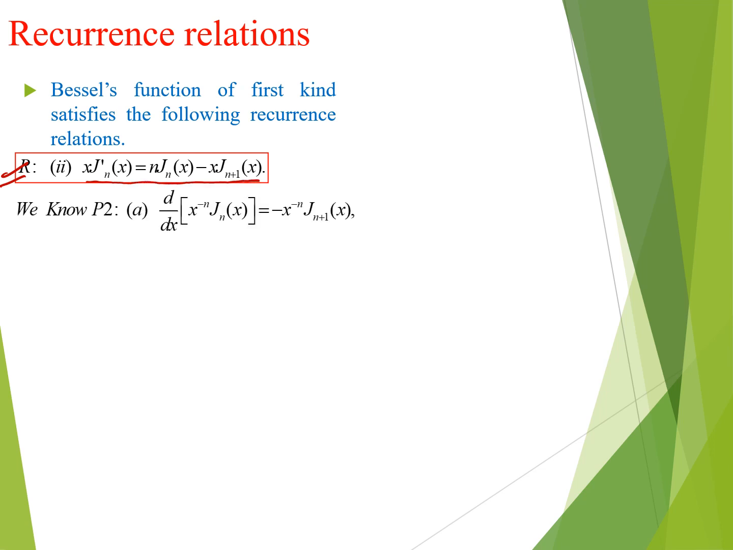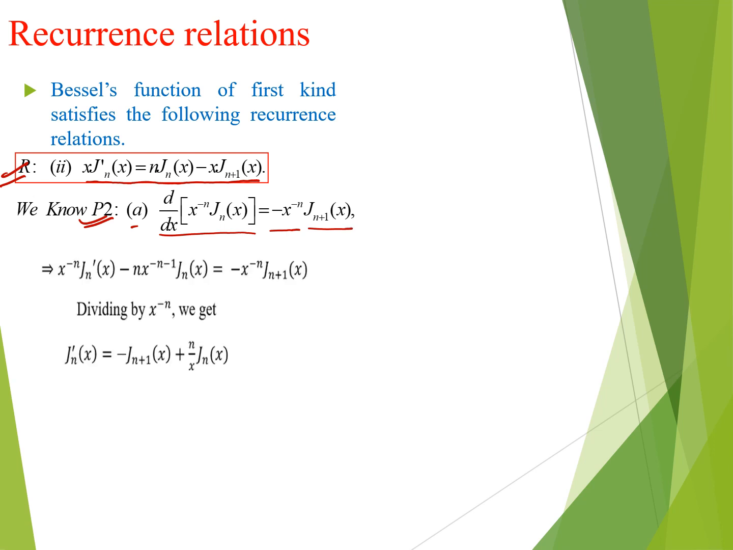Now for the second recurrence formula, that is x Jn dash is equal to n Jn minus x J n plus 1. We know by the previous formula that the derivative of x to the power minus n Jn is equal to minus x to the power minus n J of n plus 1. Now for the left side, when we differentiate it, we get x to the power minus n Jn dash minus n x to the power minus n minus 1 Jn, which is equal to minus x to the power minus n J of n plus 1.